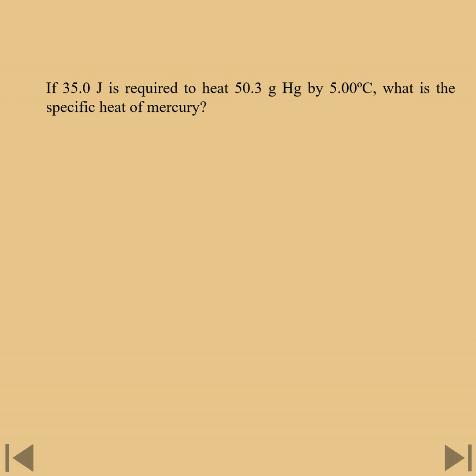Okay, next, 35 joules is required to heat 50.3 grams of mercury by 5.00 degrees C. What is the specific heat of mercury? Okay, let's go back to our primary equation. Q is equal to lowercase m times lowercase c times delta T, because what we're after is lowercase c. So let's isolate lowercase c by dividing out lowercase m and delta T. Here's lowercase c isolated.